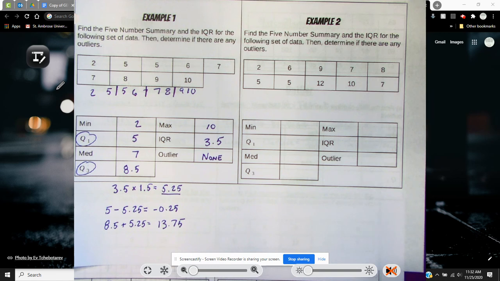Example 2. Example 2, unlike example 1, first, the numbers are not in order from smallest to biggest. Second, I have 10 numbers, but go ahead and order your numbers smallest to biggest, and try finding your 5-number summary, including your interquartile range and outlier.